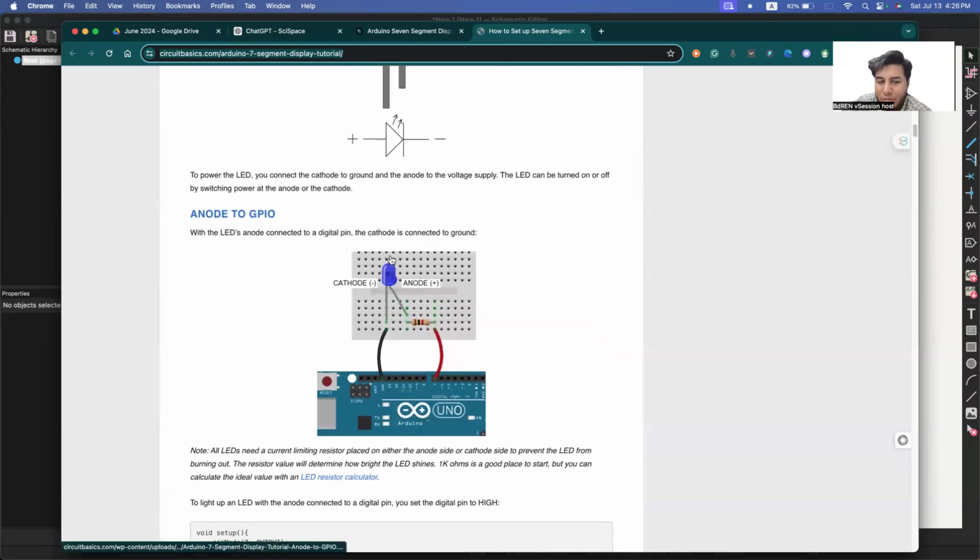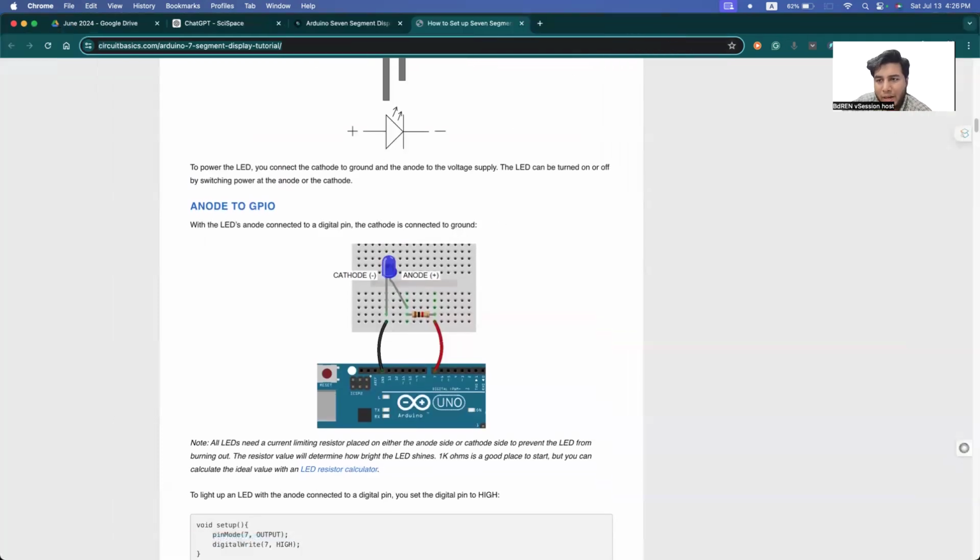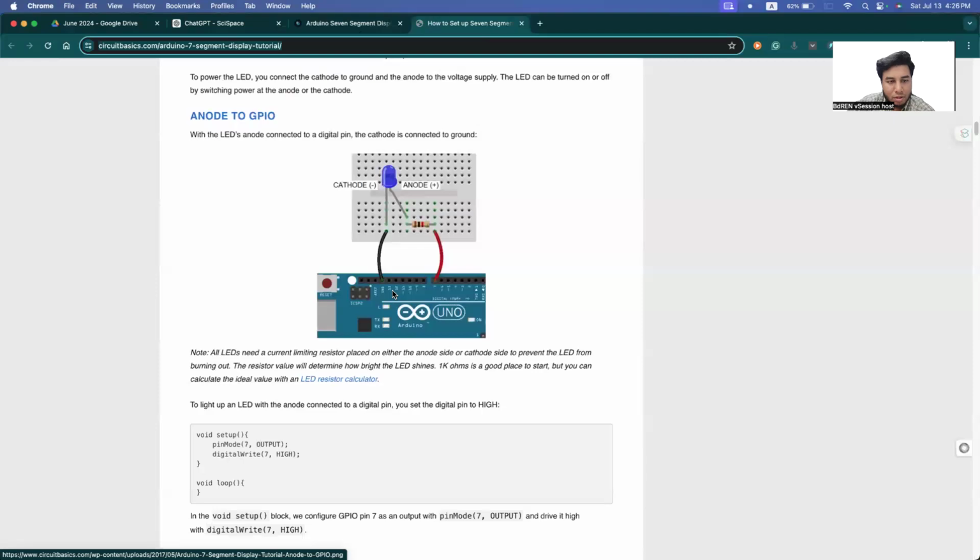If you connect an LED over there, how does it work actually? See, the anode part is connected to the resistor because you want to resist some of the voltage coming from the Arduino, since the Arduino is already powered. Note that an LED needs a current limiting resistor, placed on either the anode side or the cathode side, to prevent the LED from burning out. And the resistor value will determine how bright the LED will shine.